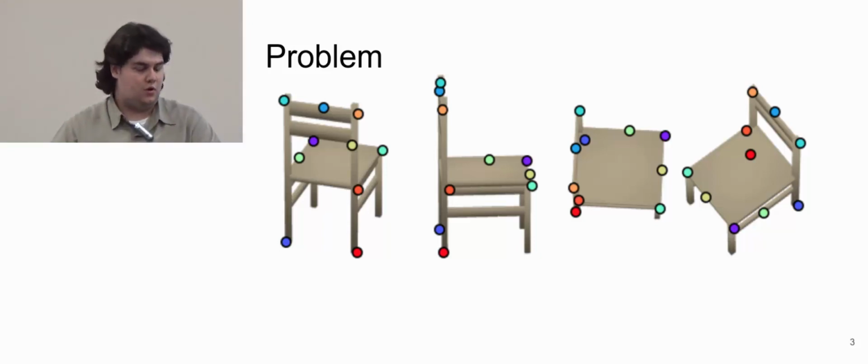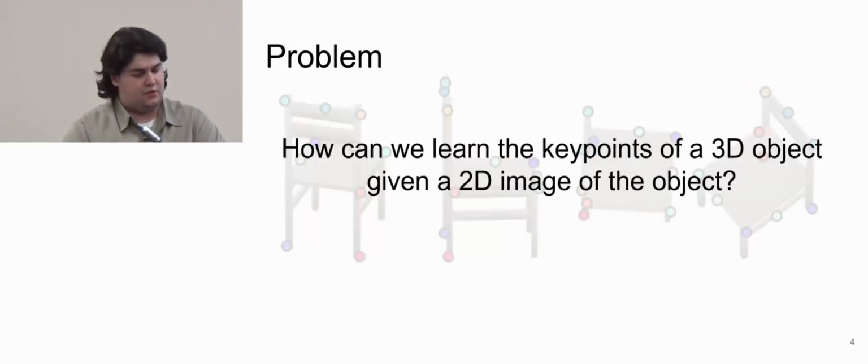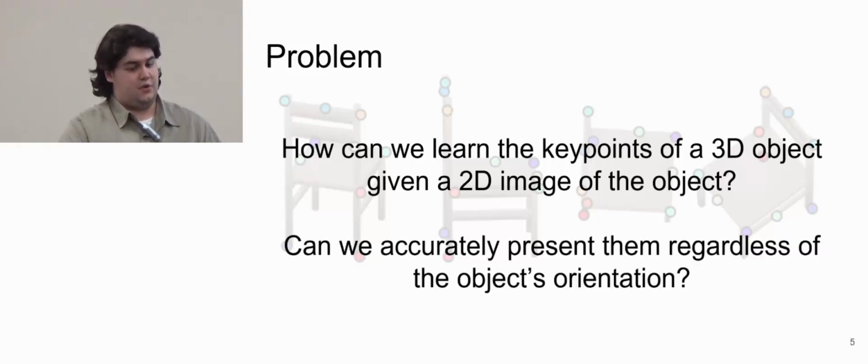So our goal with this is, can we learn the key points of a 3D object given the 2D image of the object, and can we also present them regardless of how the object is rotated or transformed or otherwise?